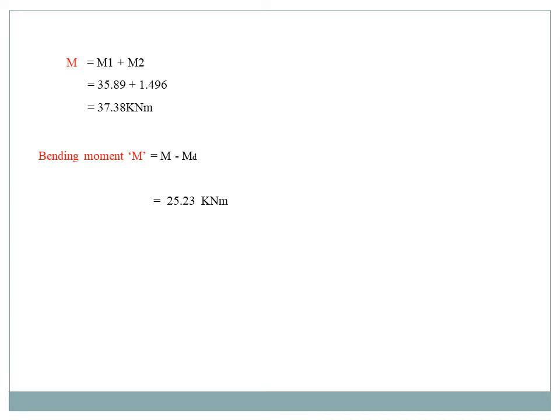So M is equal to M1 plus M2. 35.89 plus 1.496 is equal to 37.38 kilonewton meter. So bending moment M is equal to capital M minus moment reduction. Our capital M is 37.38, minus our moment reduction 12.15. So we got 25.23 kilonewton meter. Then factored moment M is equal to 25.23 into 1.5 is equal to 37.85 kilonewton meter.